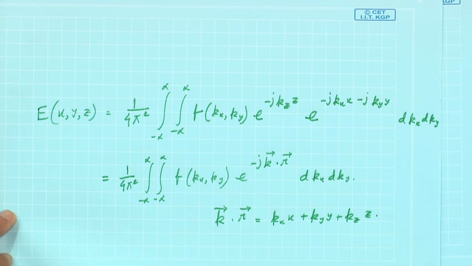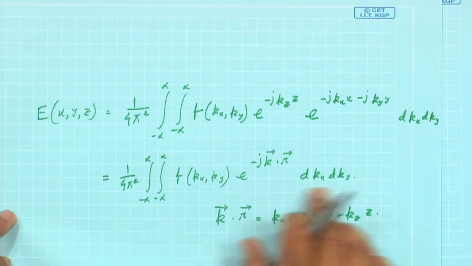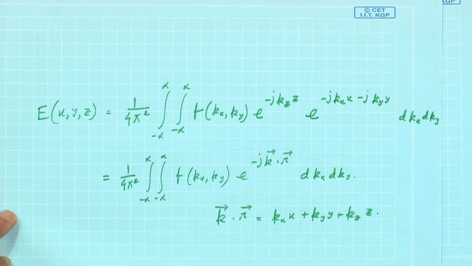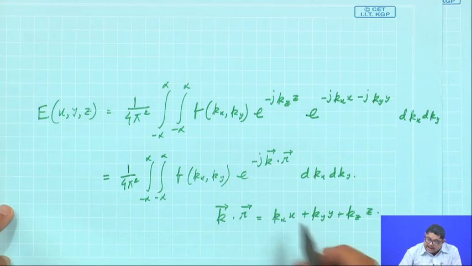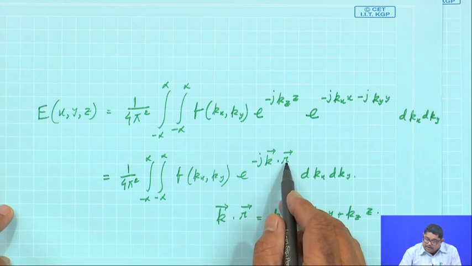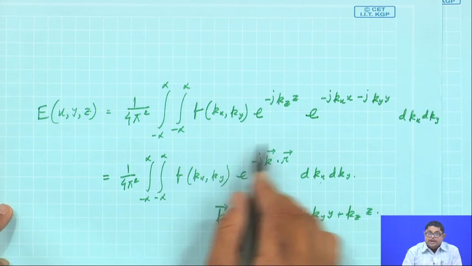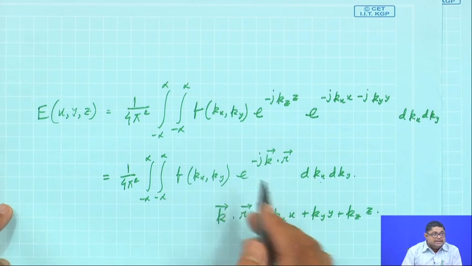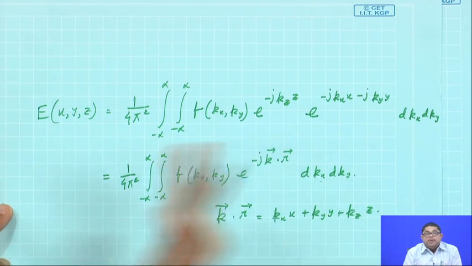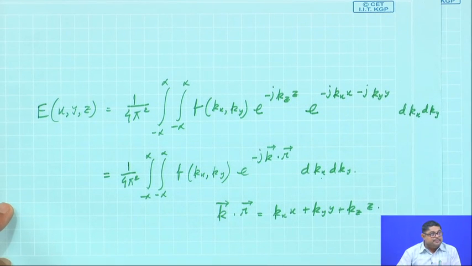So, that is almost all. It tells us what will be the field at any point. It can be represented as e to the power j k dot r, that means for various values of x, y. So, can I say this is a plane wave? This is a plane wave, and it is basically a superposition of various plane waves, taking different values k_x, k_y.